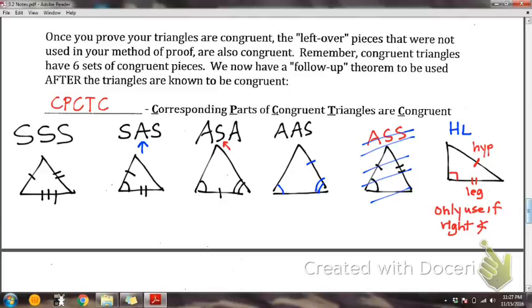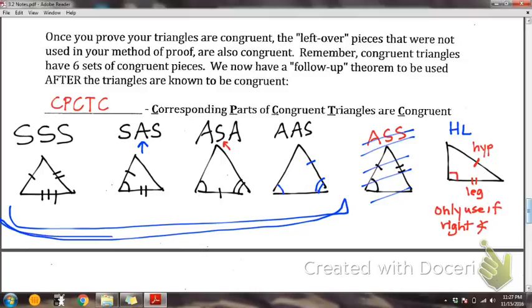But these 4 over here are what you're mainly going to focus on. Hypotenuse leg is rare. We don't use it a lot, but I think there are a couple in your homework that are hypotenuse leg, but never angle, side, side, okay?